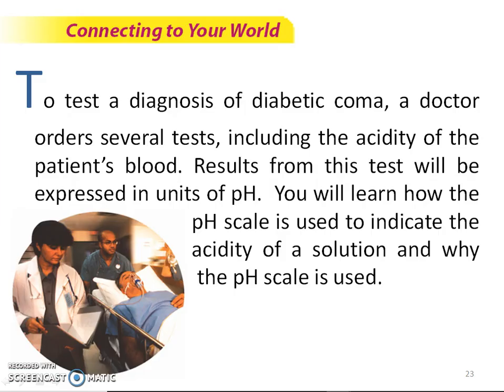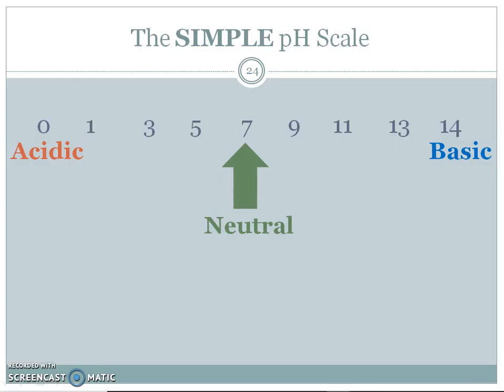So to test the diagnosis of diabetic coma, a doctor orders several tests, including the acidity of the patient's blood. Results from the test will be expressed in units of pH. You will learn how the pH scale is used to indicate the acidity of a solution and why the pH scale is used. So at this point, pause the video, fill in any blanks, and then play to hear my words.